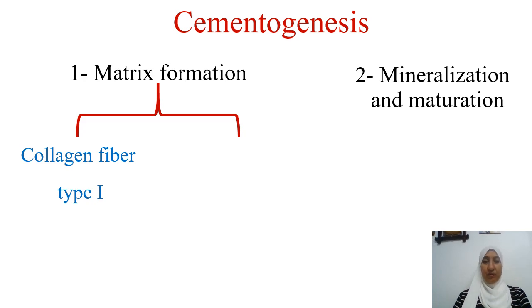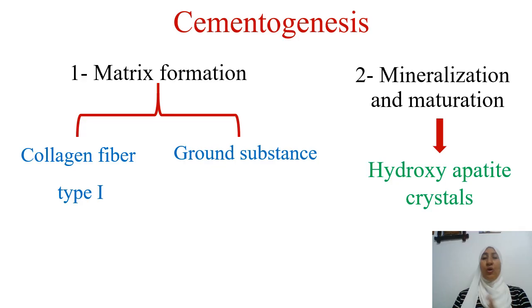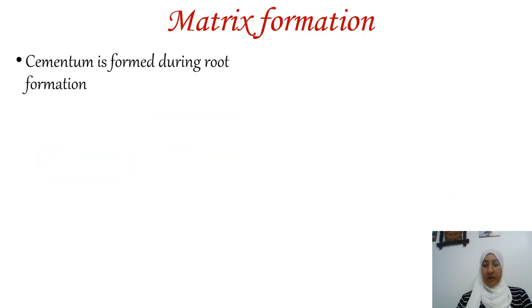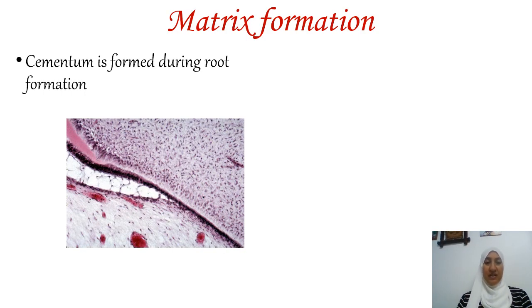Thus, for matrix formation we have collagen type 1 and ground substances, while for mineralization and maturation, the secretion of hydroxyapatite crystals parallel and intrafibrillar to the collagen fibers. Regarding matrix formation, it is exactly the same process as root formation, as we see here.